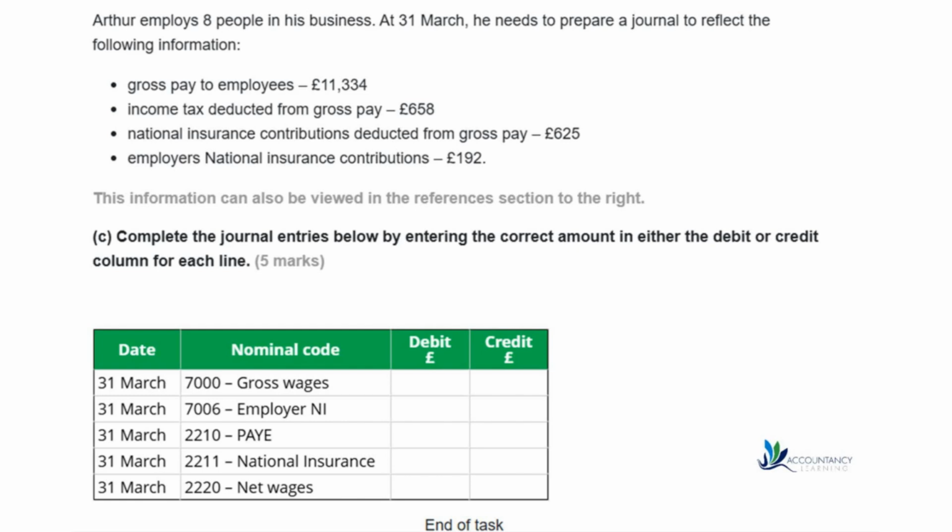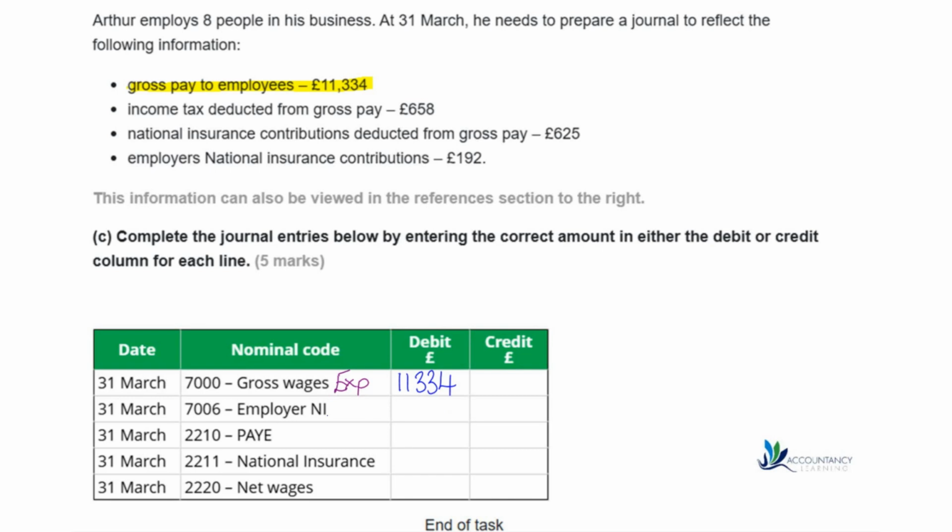So looking at gross wages then, so this is how much does it cost the business to employ that person. So what are the employees' gross pay? So we're going to simply take that from the top line, and it's an expense to the business. So this is going to be an expense. So it's going to go on the debit side of 11,334.